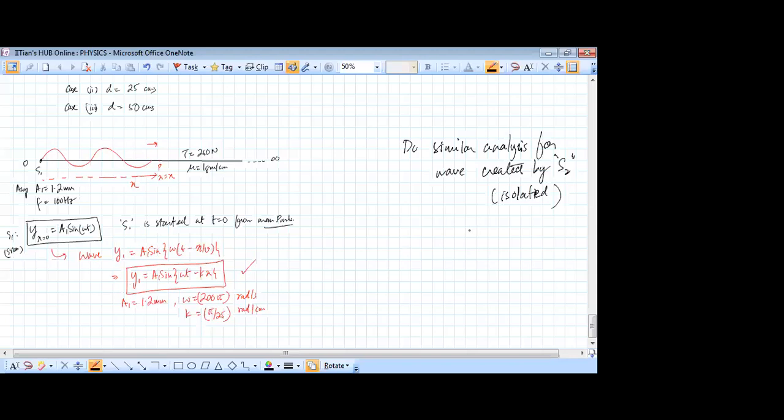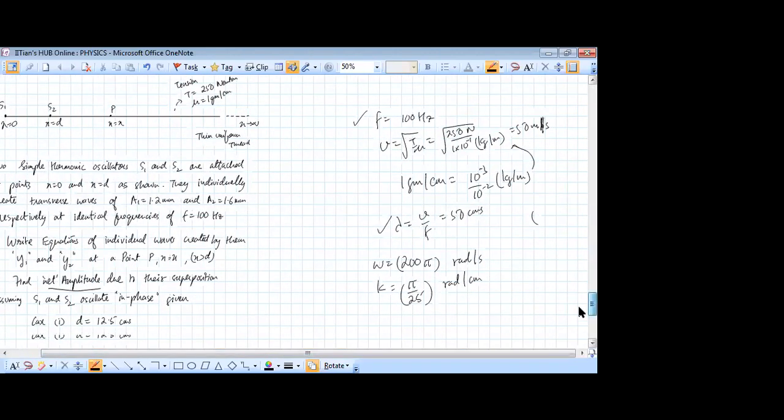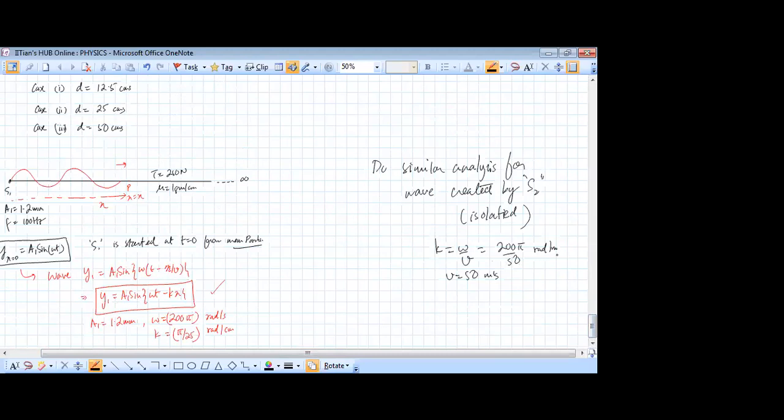k will be 4 pi. k is omega by v, we can write it like this too, and v was 50 meters per second. So it is 200 pi divided by 50 in radians per meter. That's the same thing as 100 pi by 25 radians per meter. I've taken the unit in per centimeter, so that is converted.